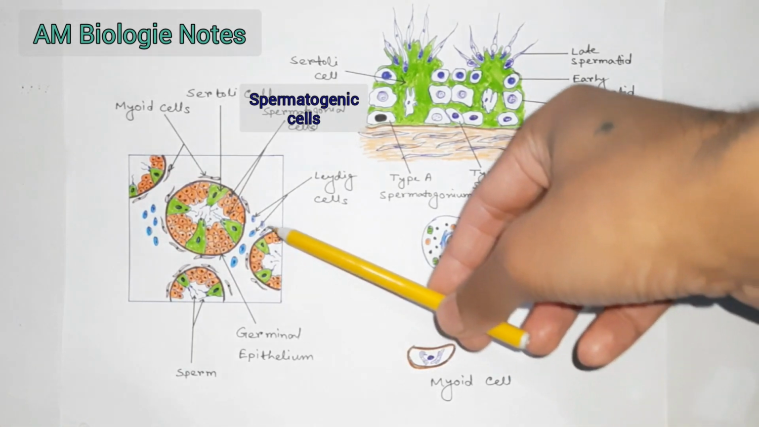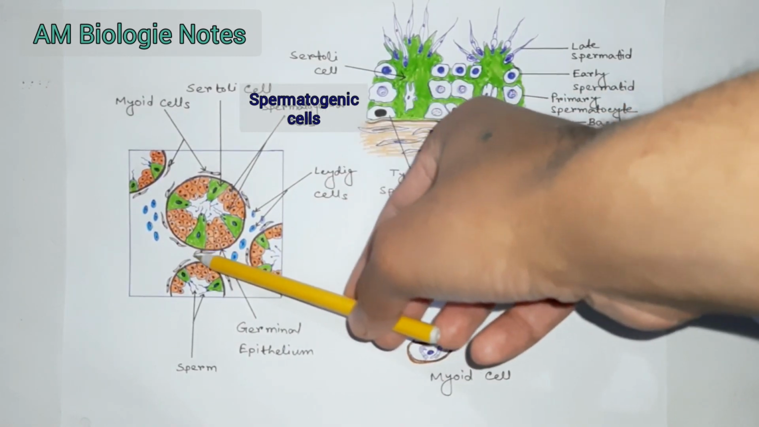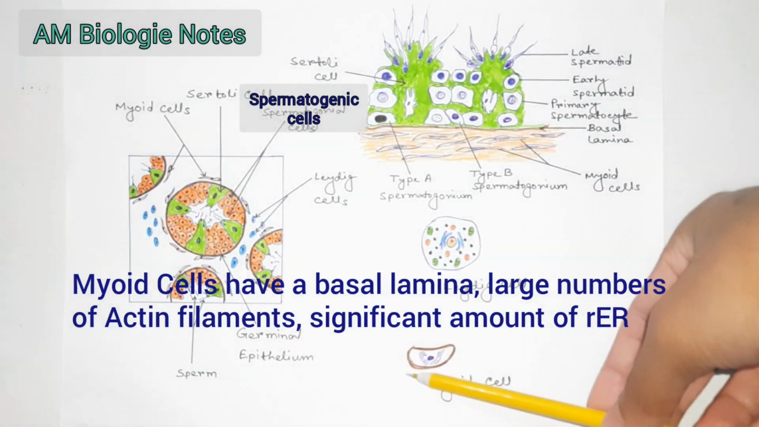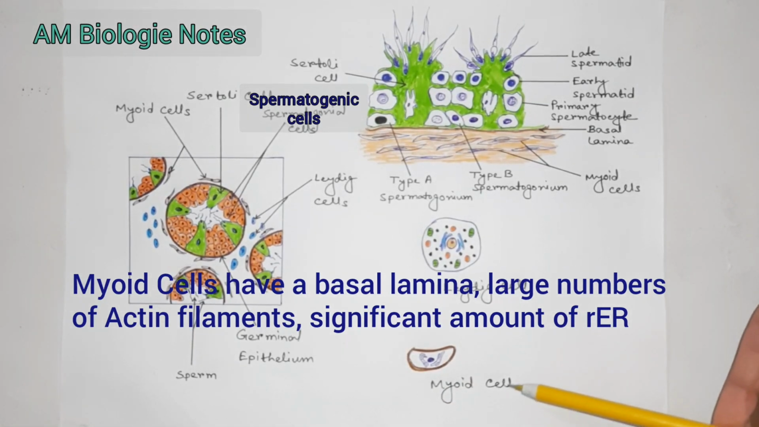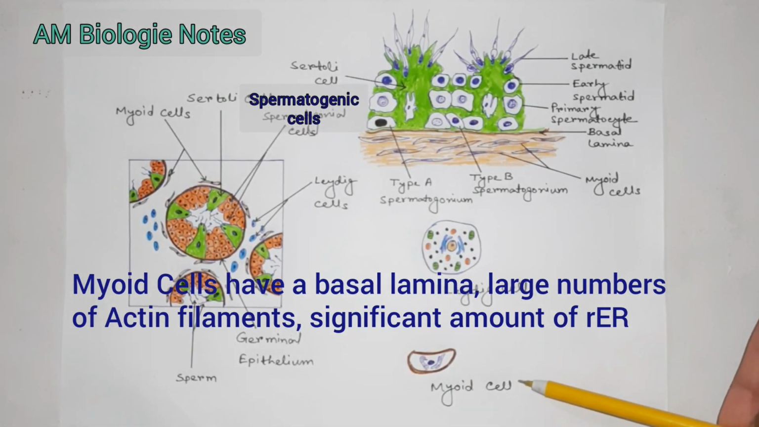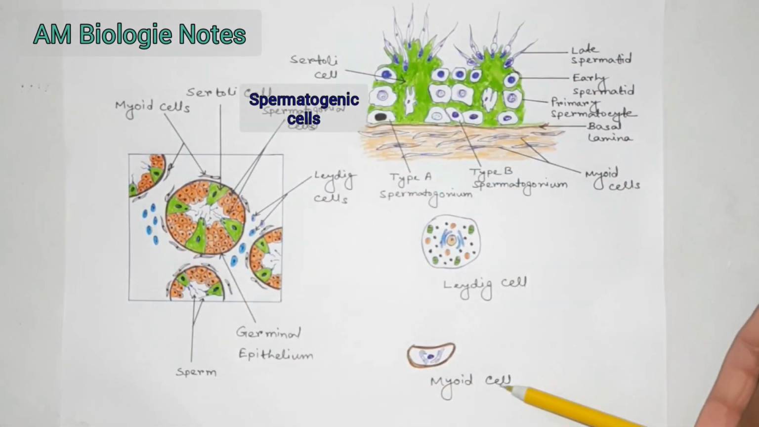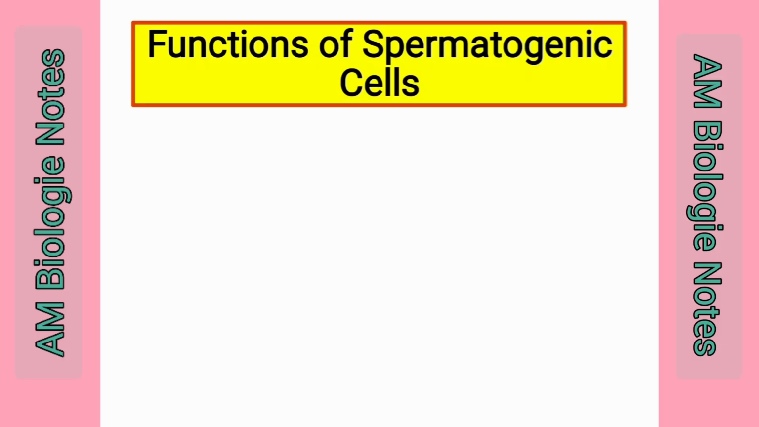Other than Leydig cells, there are other cells known as myoid cells present in between the seminiferous tubules. The cells have a basal lamina, large numbers of actin filaments, and a significant amount of rough endoplasmic reticulum. So this is all about the very general concept of histology of human testes. To understand the function of the testis, we must know the functions of its different structural components.